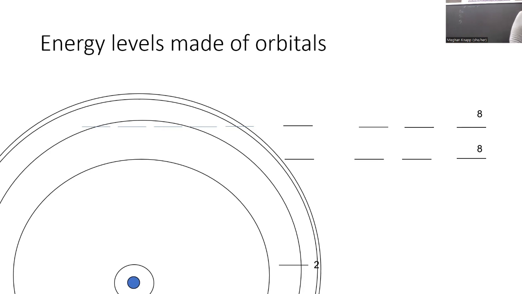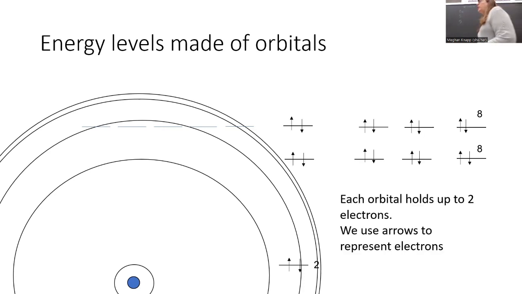All right. So key points here. Oh, and then the other thing is, instead of dots, we are going to use arrows to represent electrons. We'll talk later, probably after Thanksgiving, about why we use the up and down arrows. But each orbital is going to have 2 arrows. So the line is the orbital, and the arrows are the electrons. Okay. So each orbital holds up to 2 electrons, and we use arrows to represent the electrons.